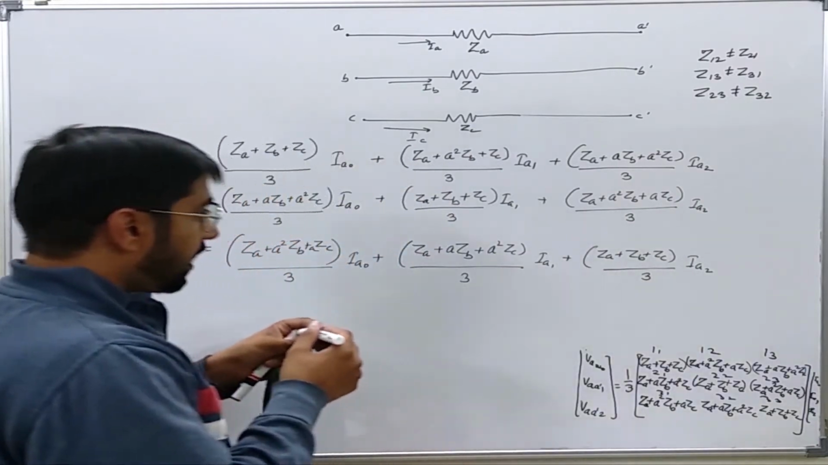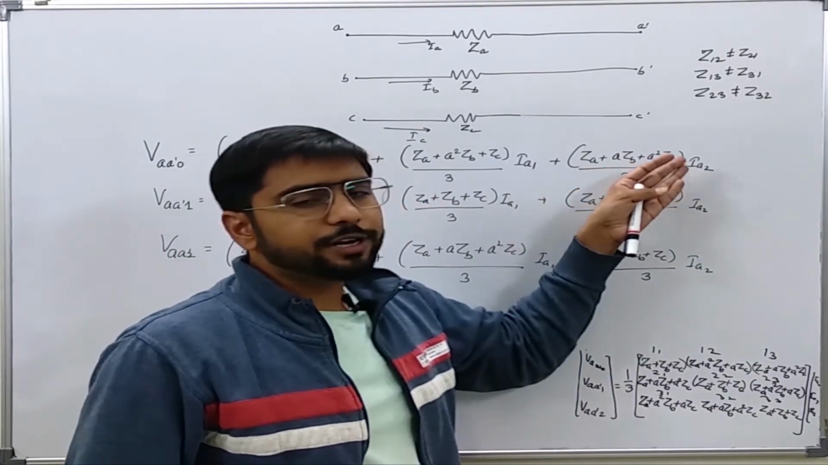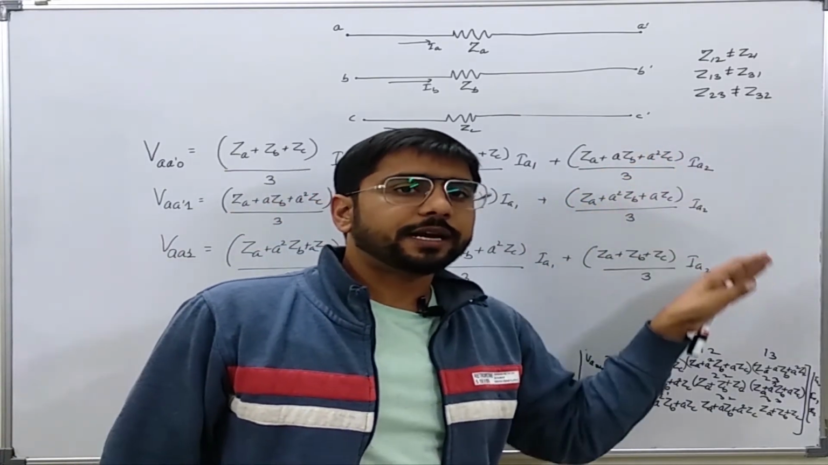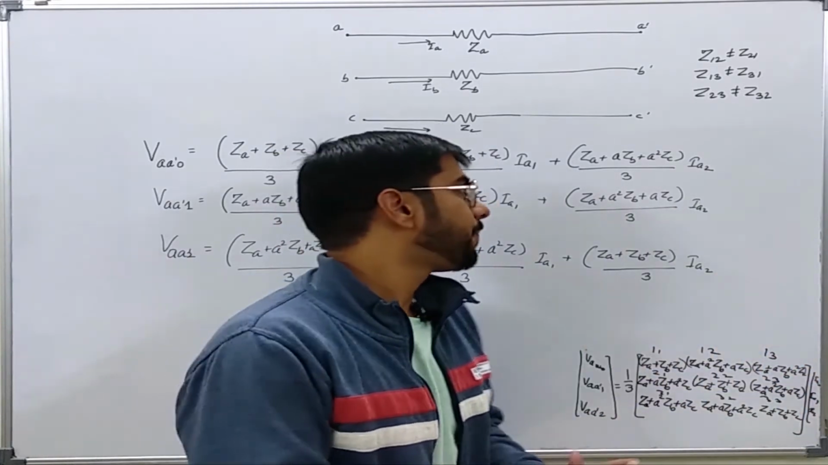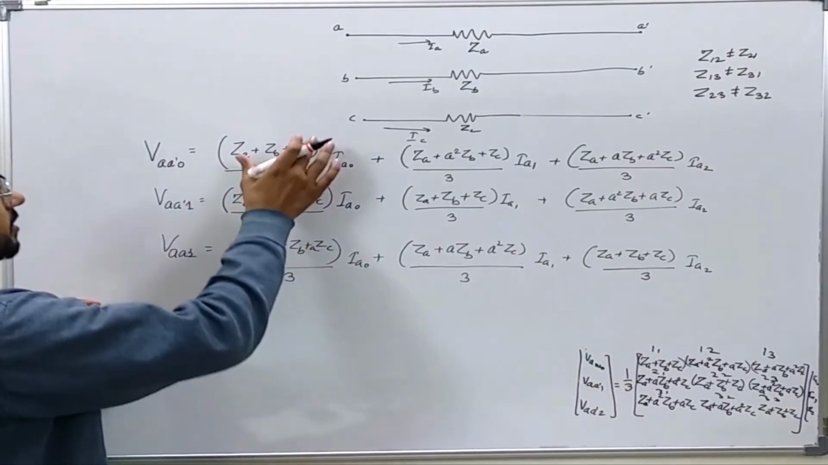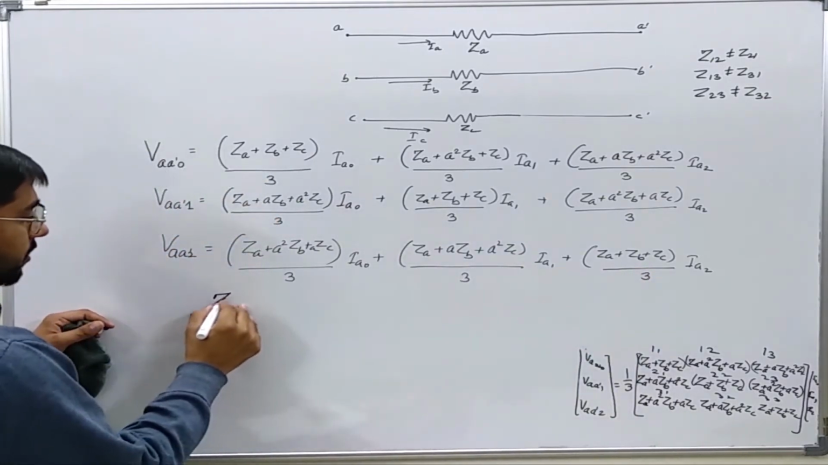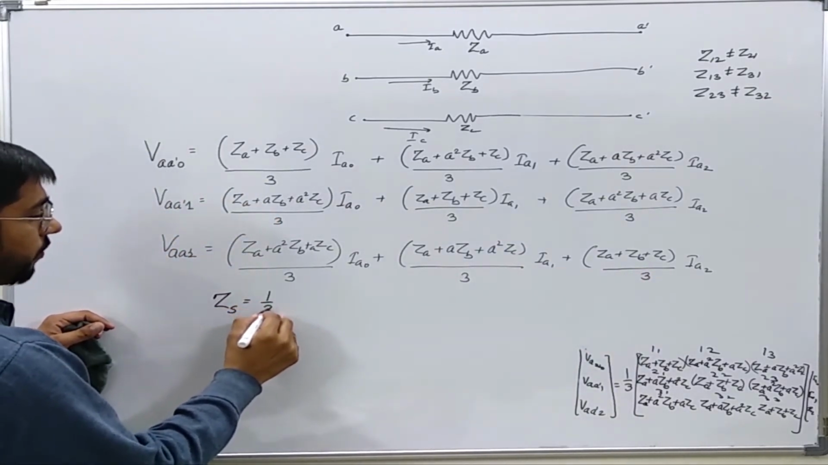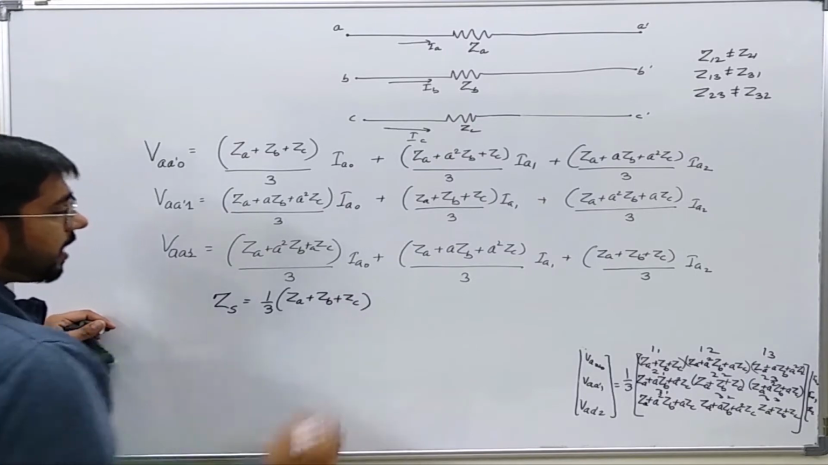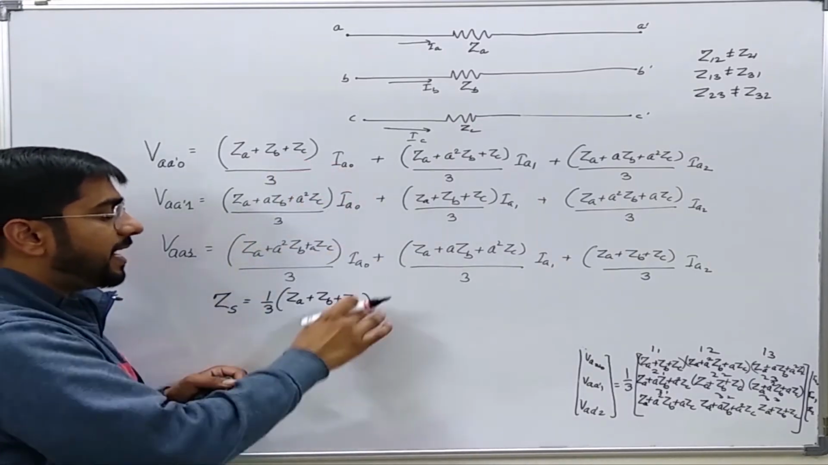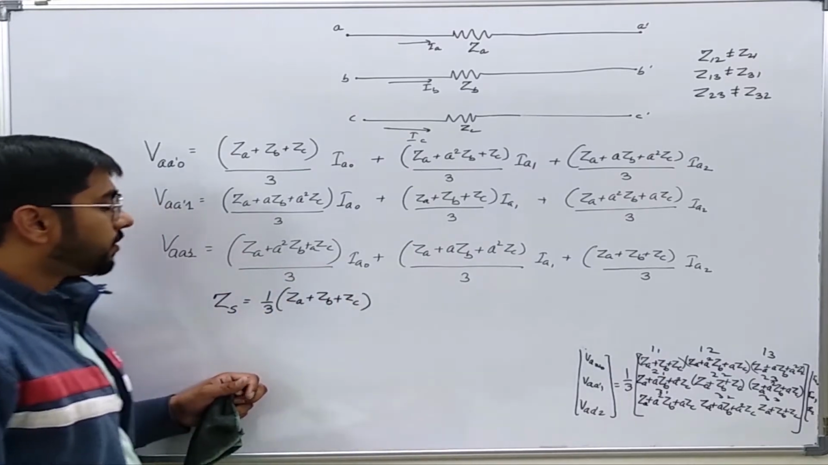Now let us see how to memorize this equation. It is actually not required to memorize, but it is very easy to write this equation without going into the matrix multiplication. Now let us see how to do that. I will write this ZA plus ZB plus ZC as ZS. ZS equals 1 by 3 ZA plus ZB plus ZC, and it is called self impedance of the sequence current, or sequence network. So what does it mean?